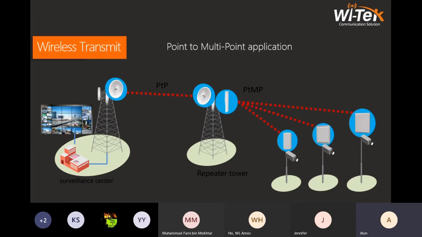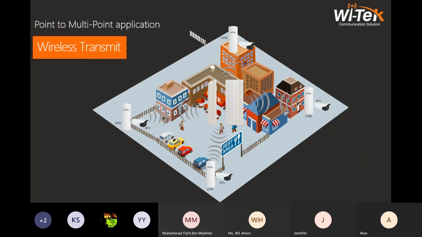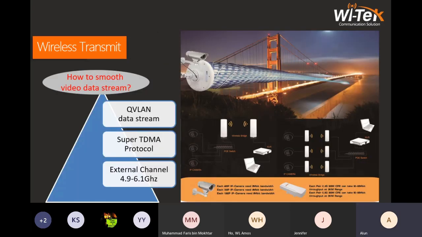This is the point to multipoint. This is a sector antenna. The sector antenna is 150 degrees. And we can use some functions to let the video get more smooth. We can set the QoS line for the video. And we use TDMA, and we can use more external channels for a clearer channel.